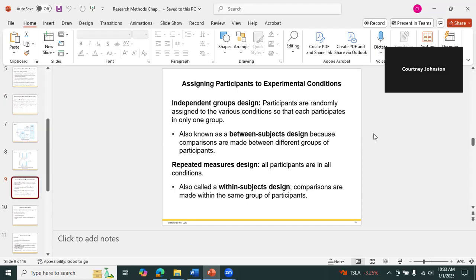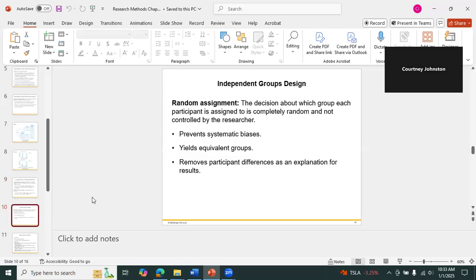You get one or the other. Whereas if you would do a repeated measures or within subject design, all participants are in all conditions. Now, again, that's going to be useful in certain types of designs, but giving my example again, that would mean that participants will get both the placebo and the antidepressant, regardless of what group they're in. Everybody gets every condition. So those are the two types of designs used within experiments.